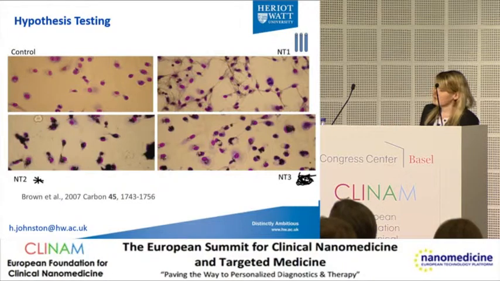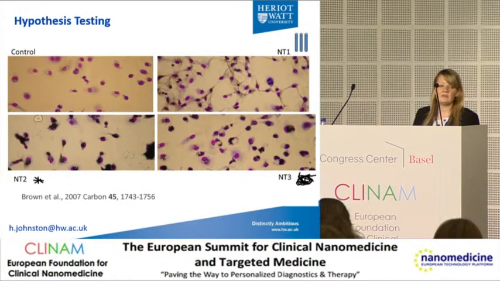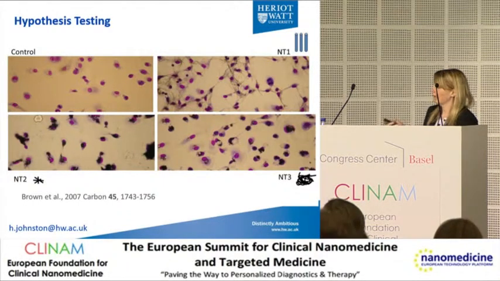We looked at the uptake just using light microscopy, and you can see the long, thin fibres were difficult to clear by the macrophages. They're stretched along the length of the structure, whereas the more entangled structures were more easily taken up by cells.